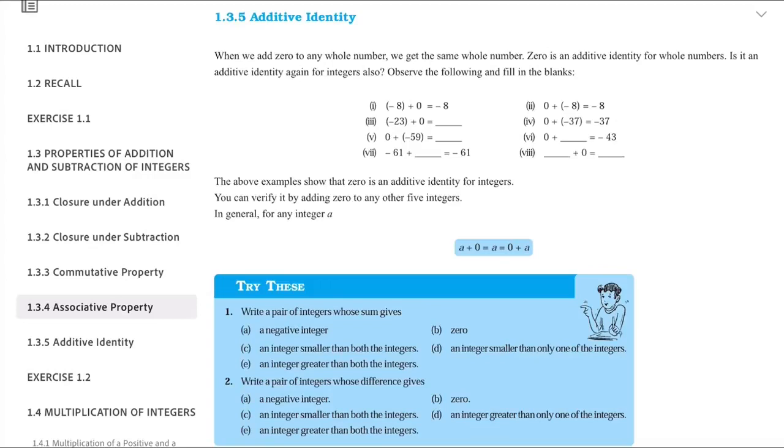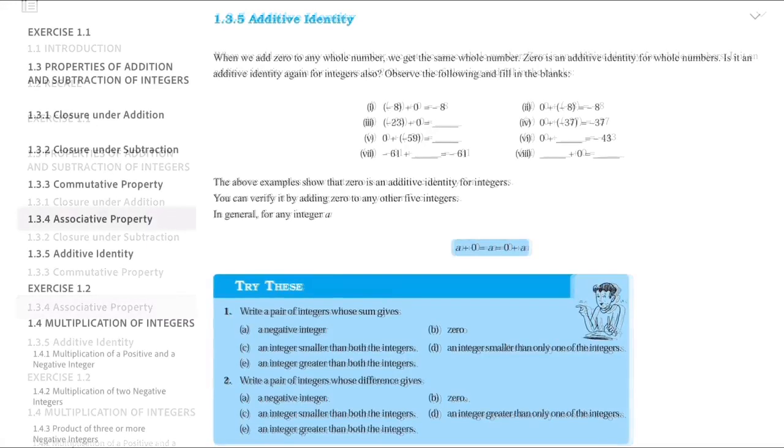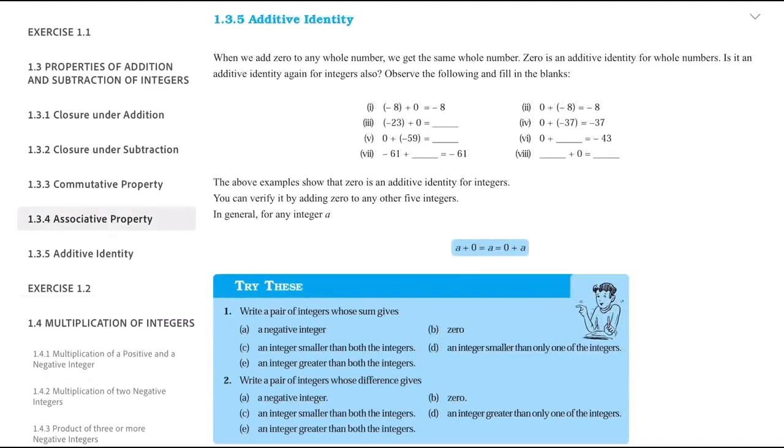Now let's give you some homework. Friends, there are two questions. First question is, write a pair of integers whose sum gives: a, a negative integer; b, 0; c, an integer smaller than both of the integers; d, an integer smaller than only one of the integers; e, an integer greater than both of the integers.